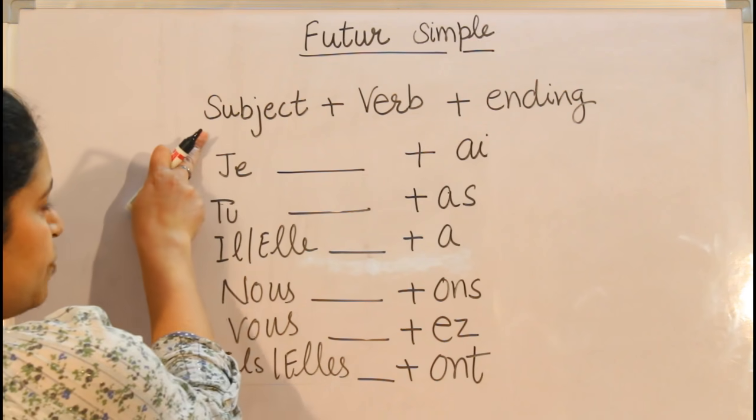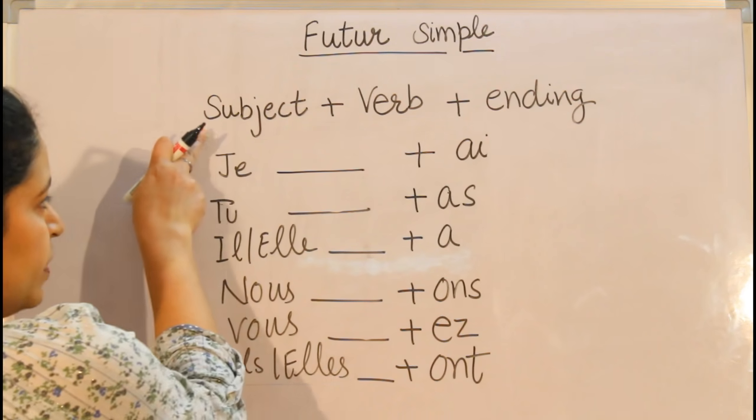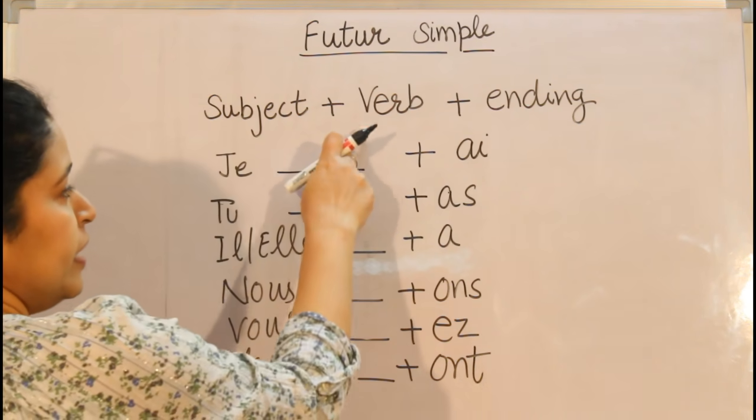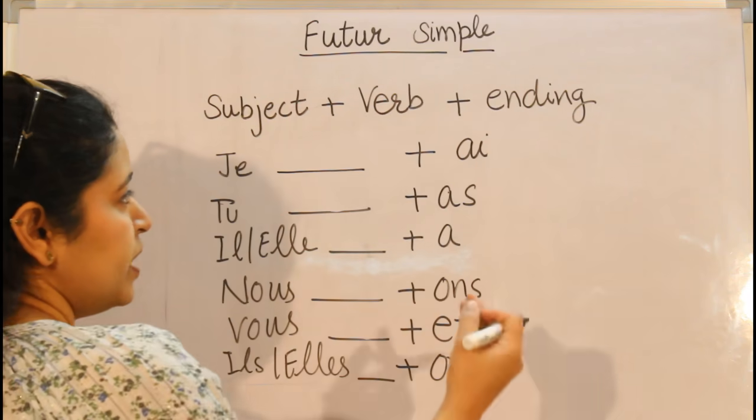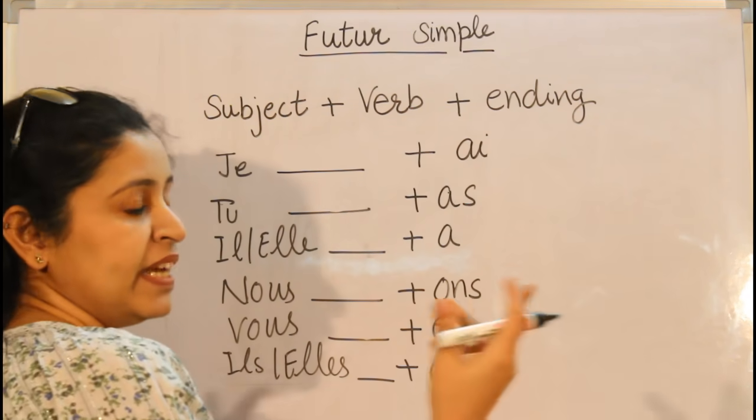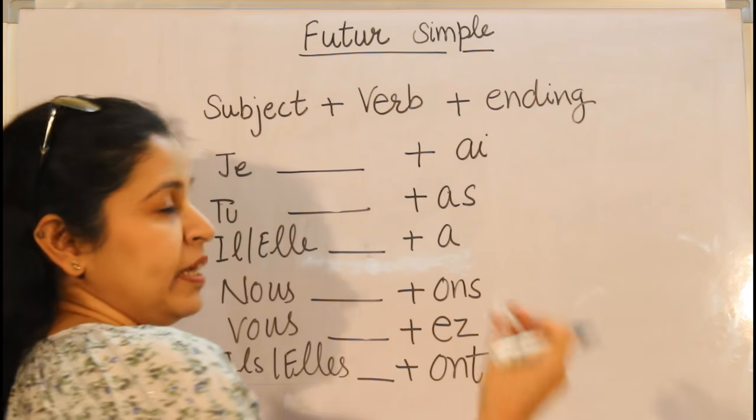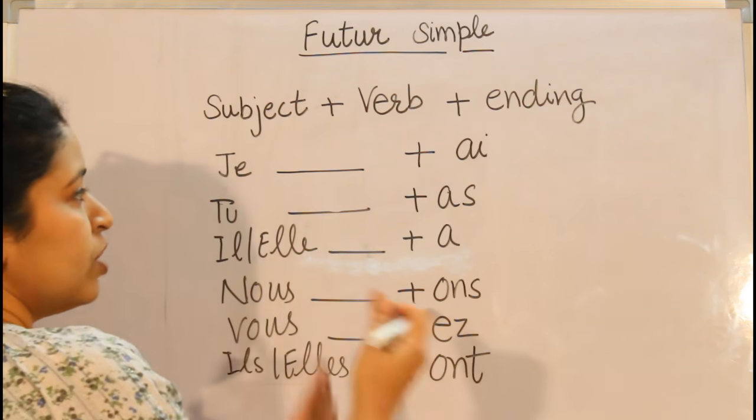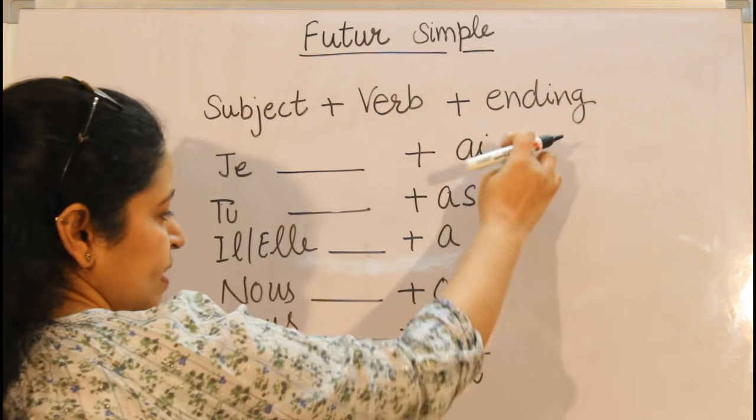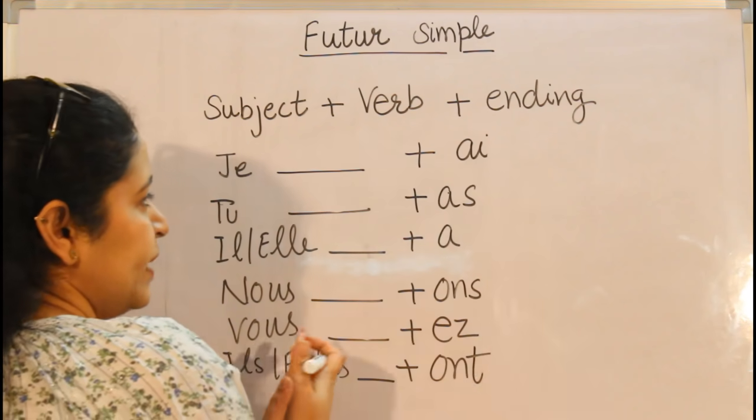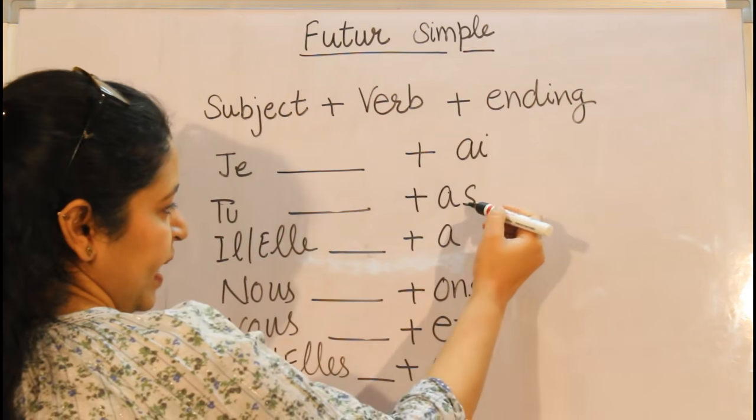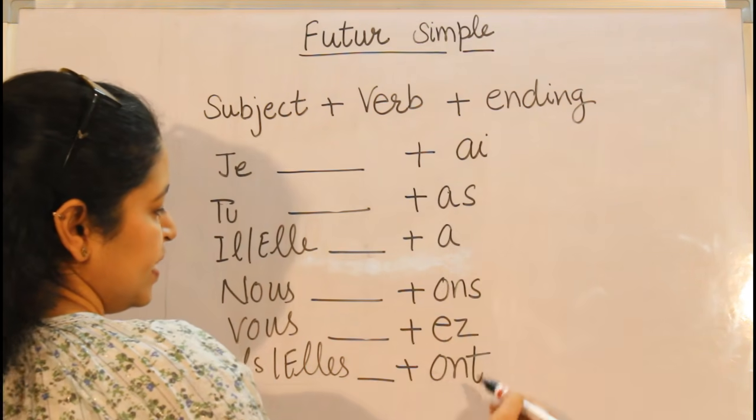First of all, we'll take the subject, meaning the doer of the action. Then comes the verb, the action, which should be written in its infinitive form. Why am I saying infinitive form? Because we want the complete verb. In French we have three categories: IR ending verbs, RE ending verbs and ER ending verbs. So you have to write the complete verb here. Then come the endings that are added to the verb: AI, AS, A, ONS, EZ and ONT.